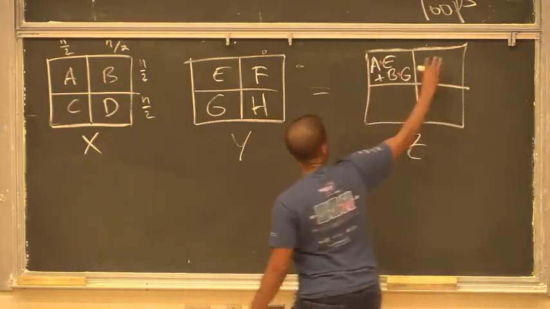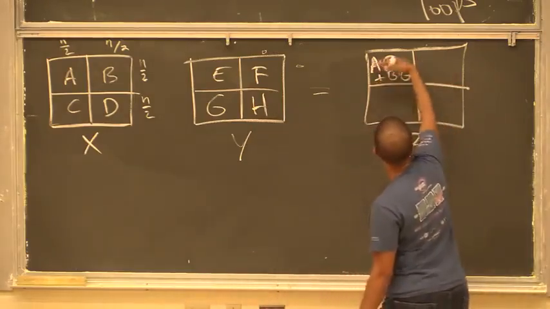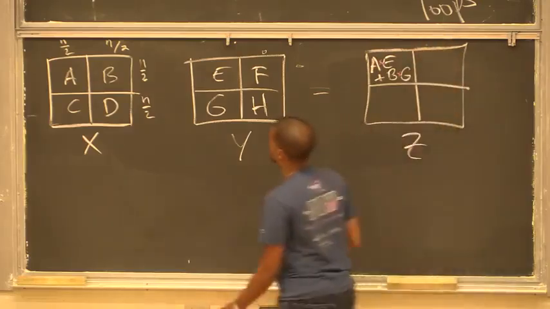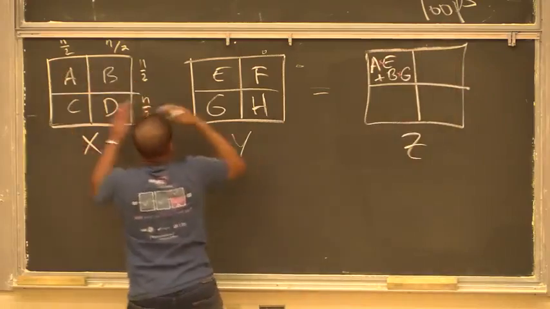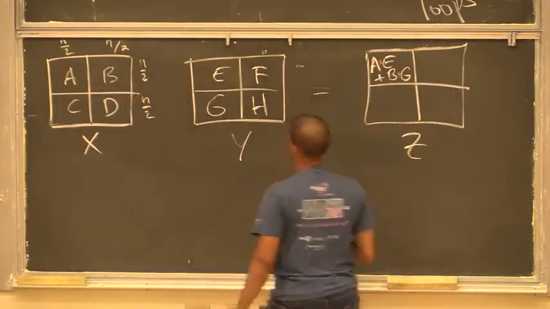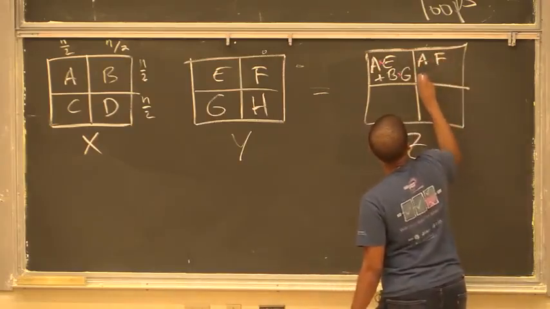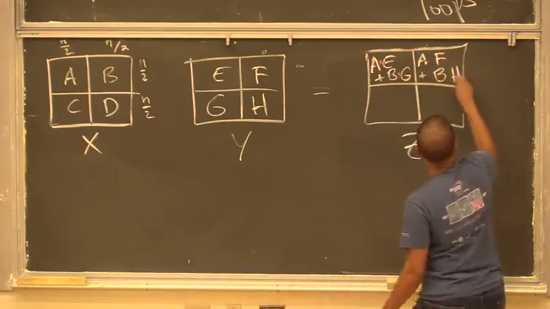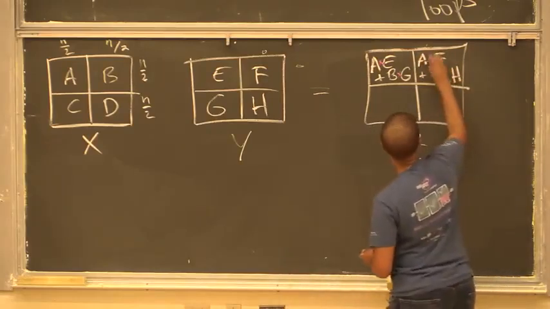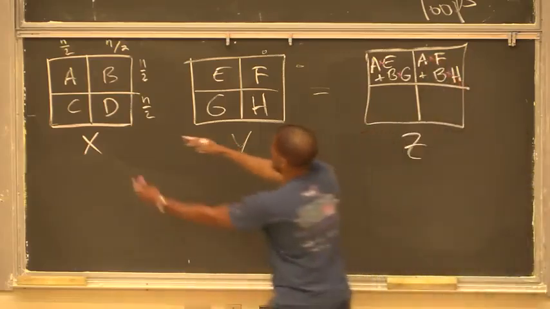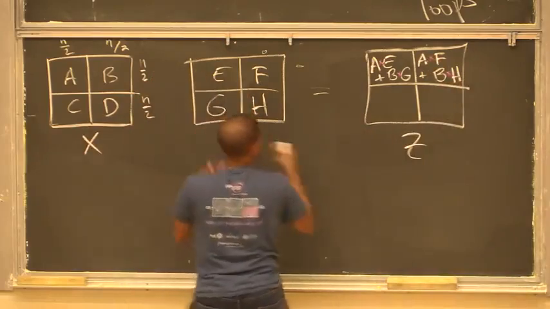Okay. And then to get the block which is first collection of rows, second column, you take the first collection of rows here and the second collection of columns here and take their dot product. So that's AF plus BH, and again, these are products. And then here you have CE plus DG.